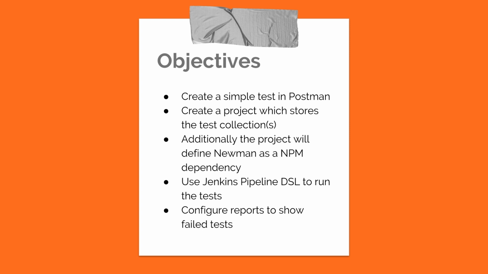Then we're going to go into Jenkins and use the new pipeline DSL to add another stage in our tests, and in that stage, we'll run the Postman tests. After that, we're going to see how we can configure the reports so that we can nicely see how many tests have failed and track over time how the tests are doing. So let's get started with the first step and write a simple test in Postman.